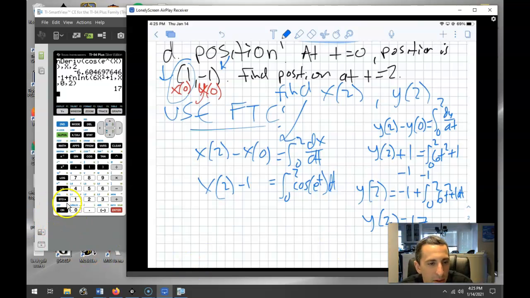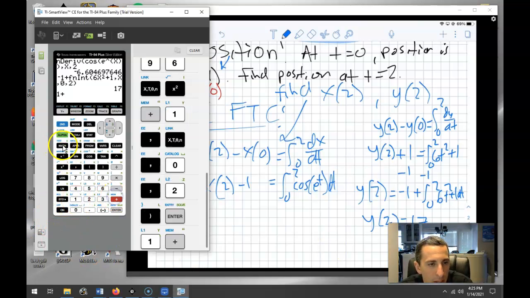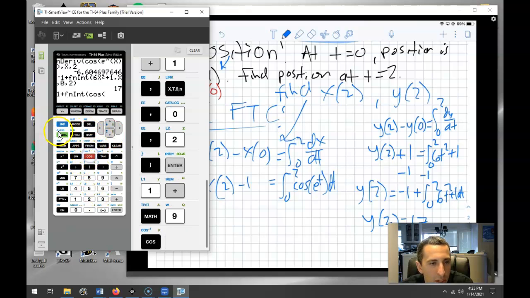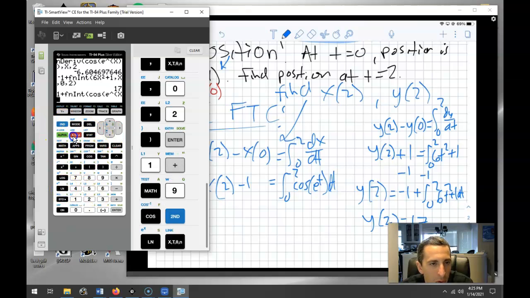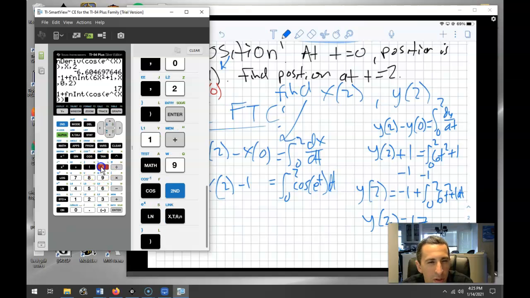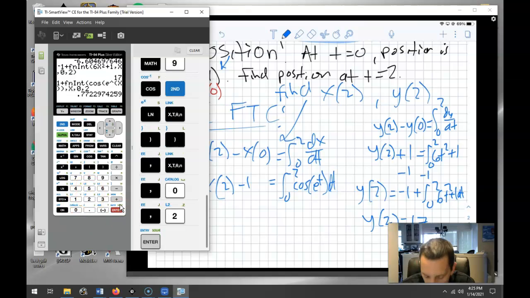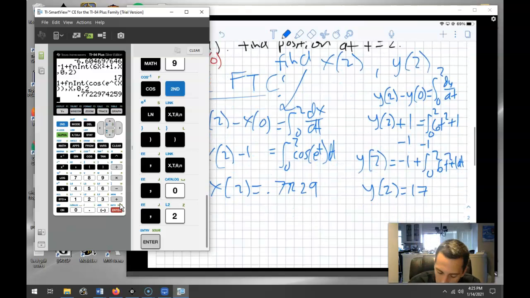So I'll just plug this in my calculator. I'll do 1 plus, and then I'll do math 9 to bring up the integral. I'm integrating the cosine of e to the power of x, close the e, close the cosine, and then the x goes from 0 to 2. Okay, and that should give me x of 2 is equal to 0.7722.